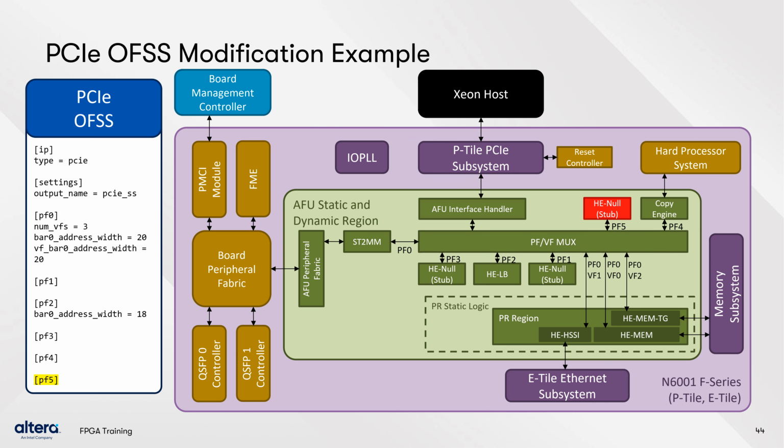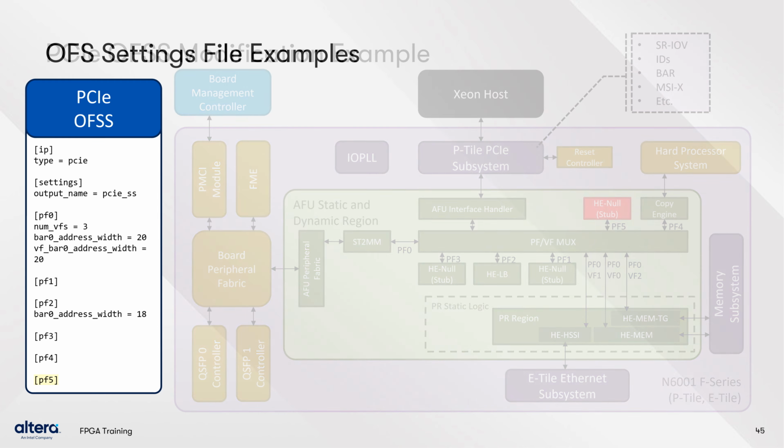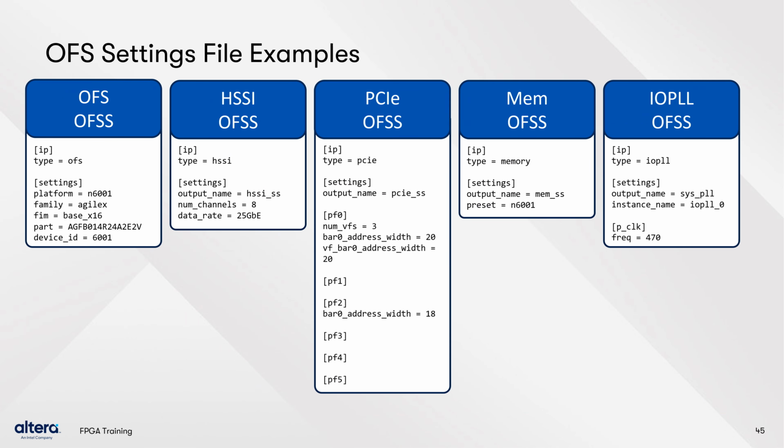If this change were made manually, you would have to update all of the settings in the IP for the new PF, including SRIOV, vendor revision and subsystem IDs, bar settings for MMIO, MSIX settings, and more. Incorrect settings could result in bugs and/or non-functional design. When you use the OFSS flow, on the other hand, all of these settings are updated for you automatically during the build flow. Once you are satisfied with the settings, save each settings file with a unique name.